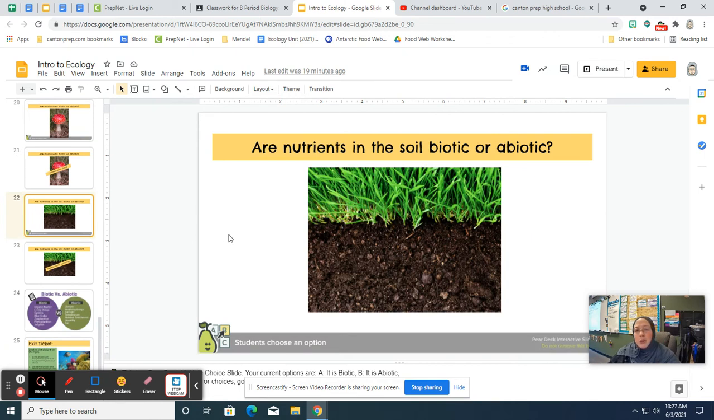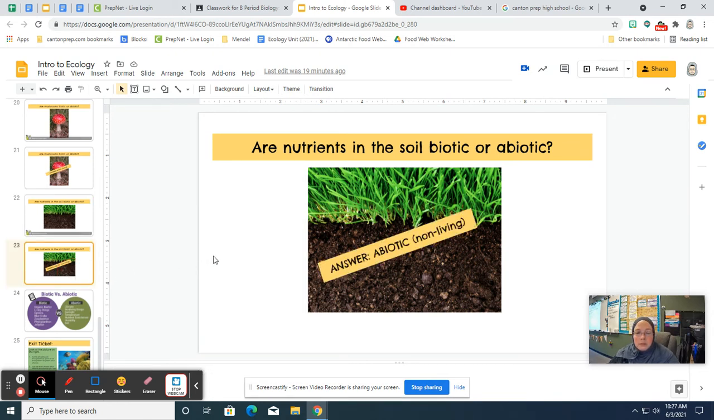What about the nutrients in the soil? Are they biotic or abiotic? The nutrients in an ecosystem are abiotic. So we're talking about the potassium, the calcium, the nitrogen, all of these elements and compounds that are in the soil are non-living. They are very important to the plants that need them in order to grow and carry out functions, but the nutrients themselves are abiotic.